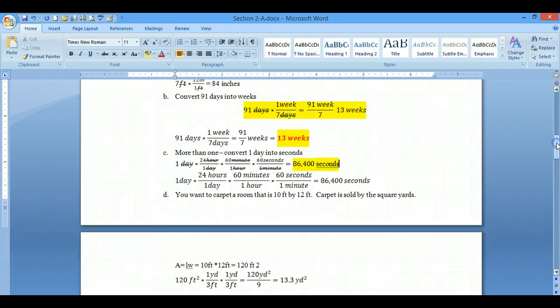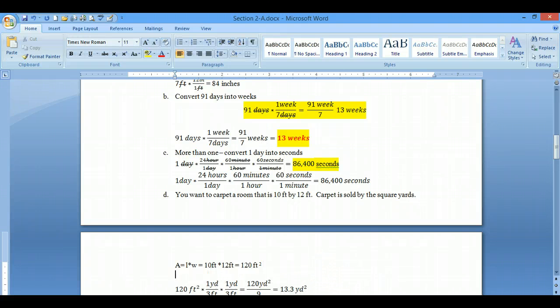Next example, D. You want to carpet a room that is 10 feet by 10 feet, but the carpet you're looking at is only sold by square yards. So let's talk about area. Area is length times width. So I'll have 10 feet times 10 feet. And make sure you put those units on there, because when I multiply, it's not just 120 feet, it's 120 feet squared.